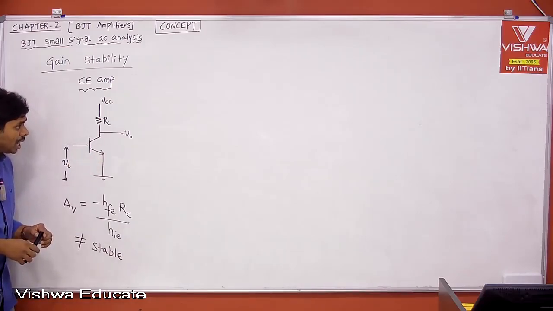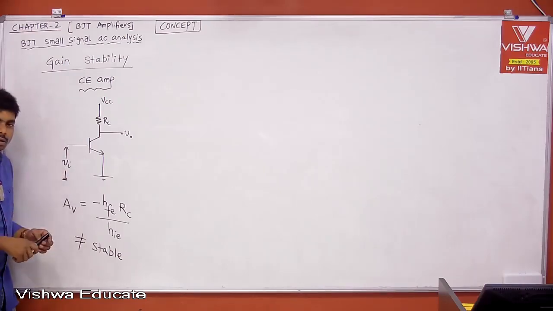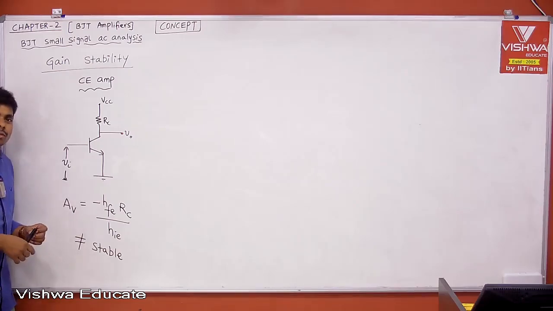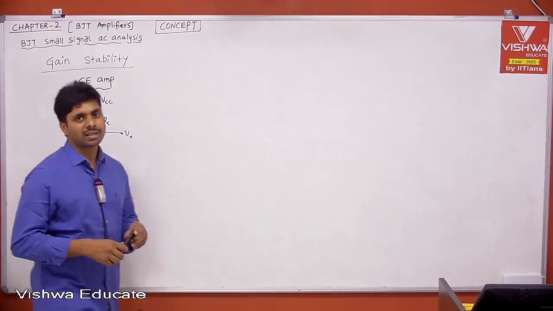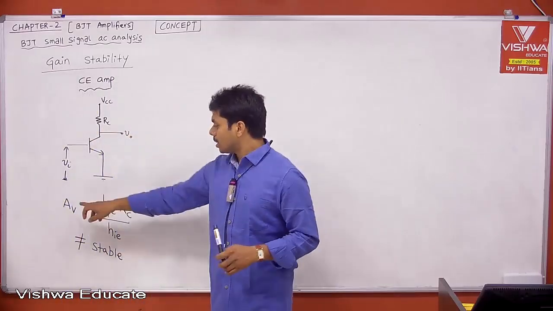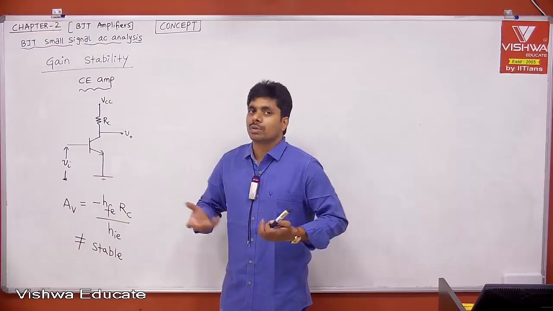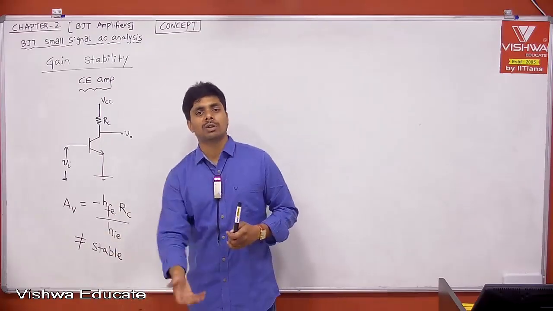Now how to improve it? From a circuit perspective, how to improve the gain? Improve in the sense, I want to improve the stability. If I want to improve the stability, can I say one thing? If my voltage gain is independent of H parameters, the problem is over. Can I say that? If my voltage gain is independent of H parameters, then the problem is over, because your H parameters depend on all those variations I told you before.